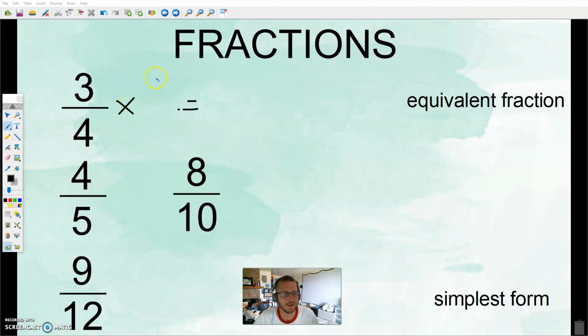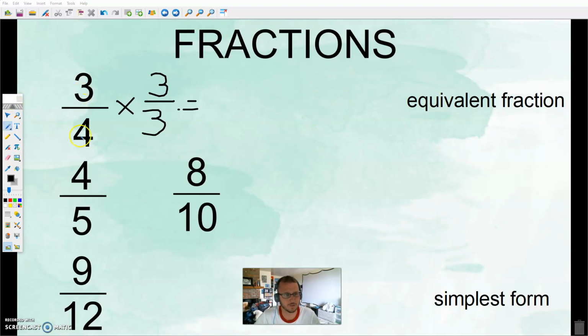Okay. Anytime that my top number is the same as my bottom number, that is a 1. If I have 3 out of 3 parts, so if I have a circle here, and 1, 2, 3 of those thirds are shaded, that equals 1 whole. So saying 3 out of 3 is the same as saying a whole.